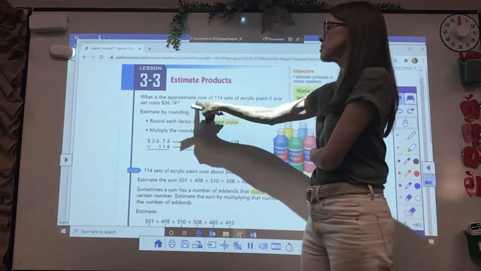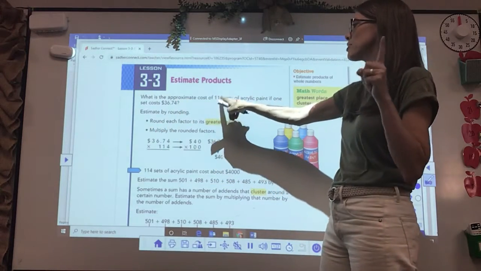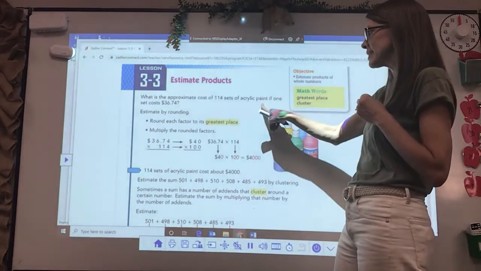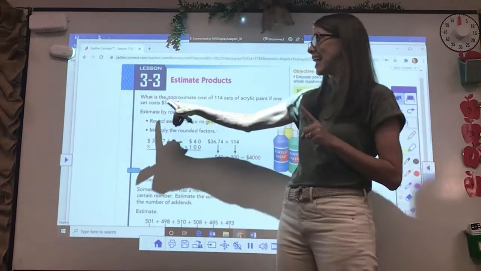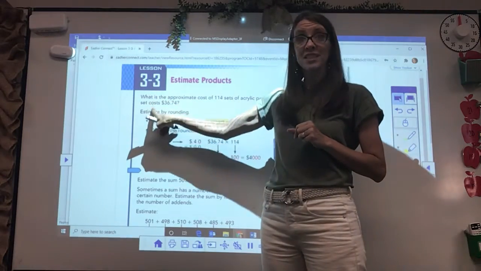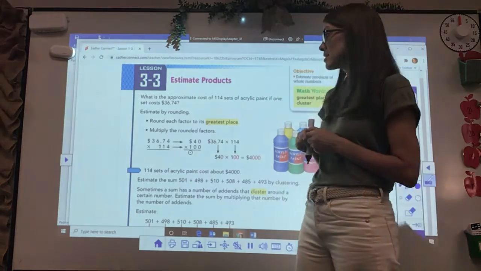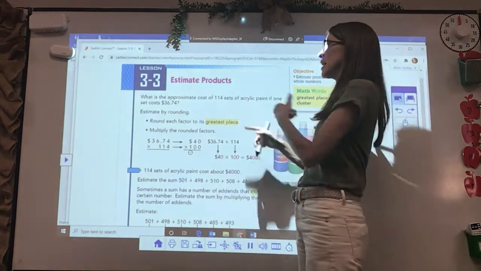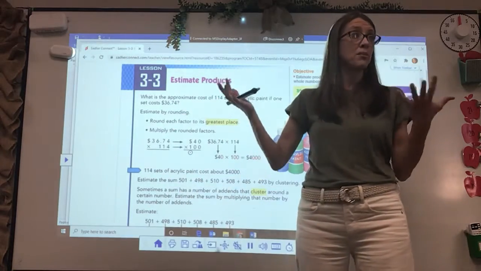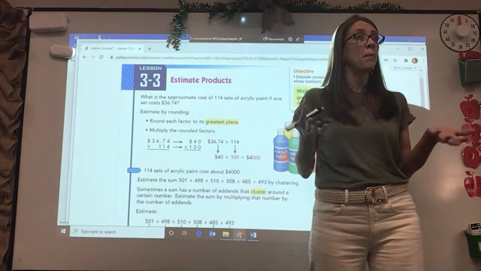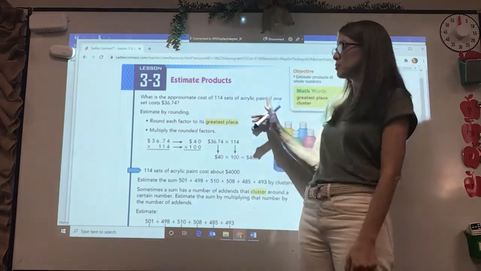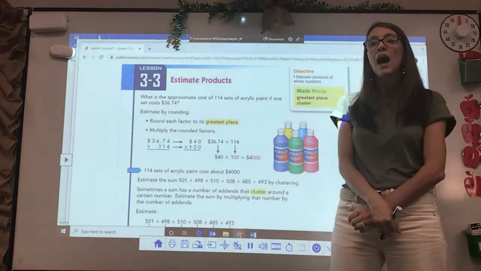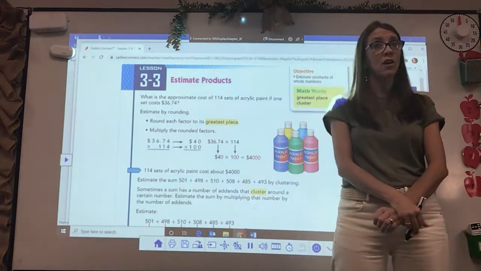What is the approximate cost of 114 sets of acrylic paint if one set costs $36.74? Estimate by rounding. All right, so first, if we were figuring this out by computation, what would our number sentence be for this problem? Who can tell me?